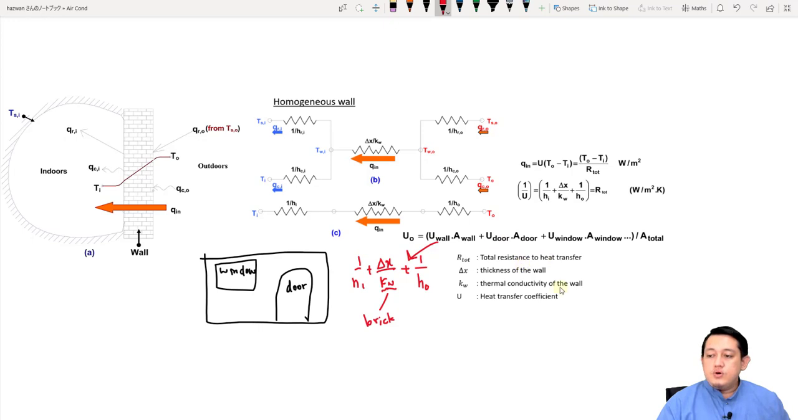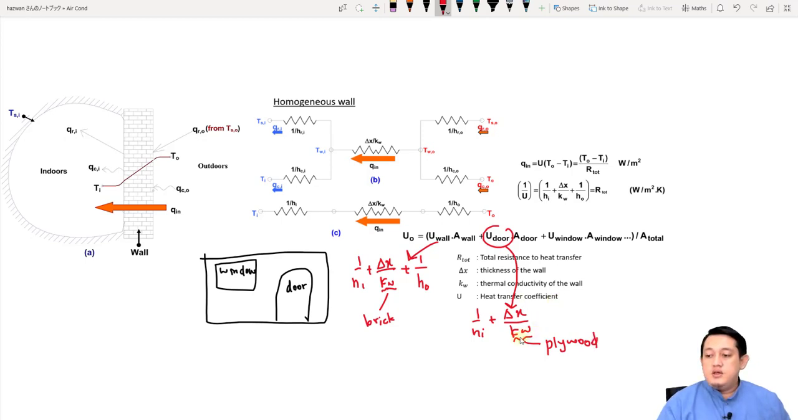What about U door? We calculate U door using the same 1 over Hi plus delta X, the thickness of the door, over KW. So what is KW here? Let's say our door is made of plywood.